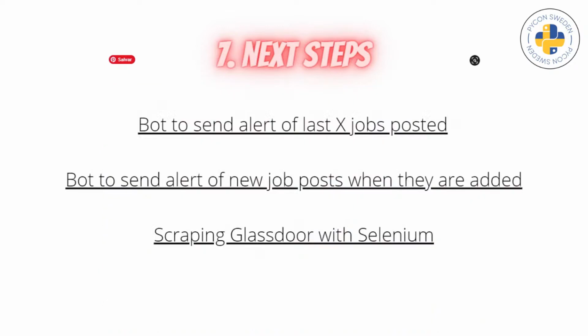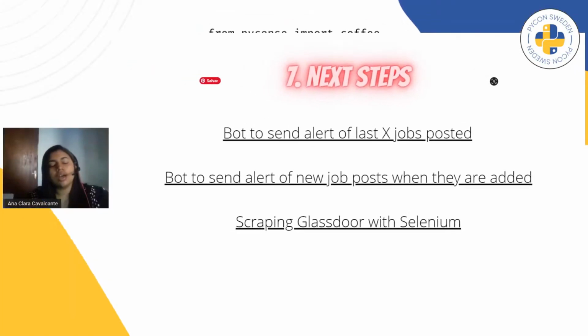Anyway, here I got some tutorials for you to use. This first one is to create a Telegram bot, so you can create a bot to send alerts of the last, I don't know, 10 jobs posted. Or you can even create a bot to send you new job posts when they are added. And also here, a tutorial with Selenium to scrape Glassdoor.